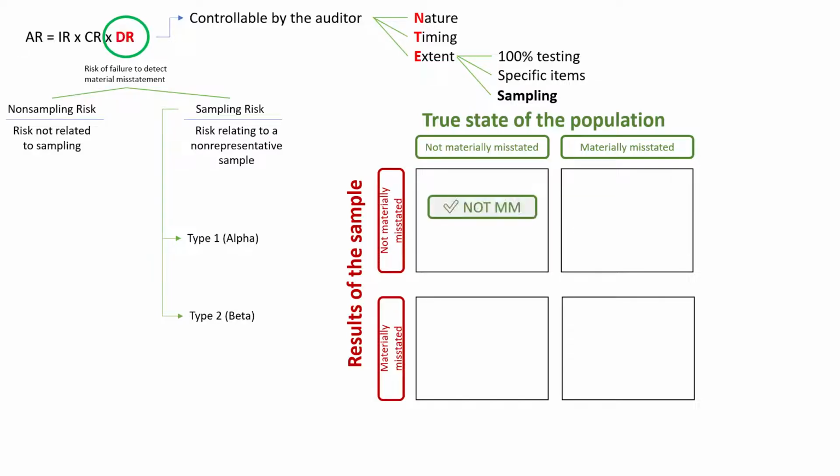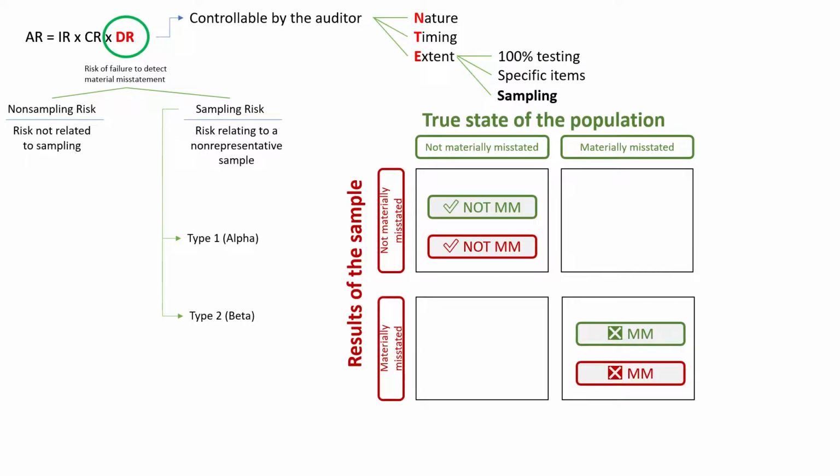Again, if the true state of the population is not materially misstated and our sample is also not materially misstated, so yay, a representative sample, our decision will be correct because our decision based on the sample is the same one we would have made had we known the entire population. And again, it's possible that the true state of the population is materially misstated and the sample shows it's materially misstated. Again, a representative sample, so we have no problem. A problem will arise if the true state of the population is not materially misstated. Had you known the truth, had you tested the entire population, you would have seen that the population was okay. But because you only tested a portion in a sample, it is possible for the sample to show that it is materially misstated.